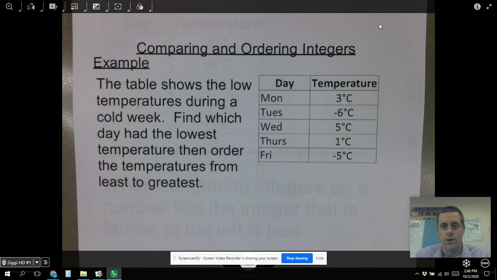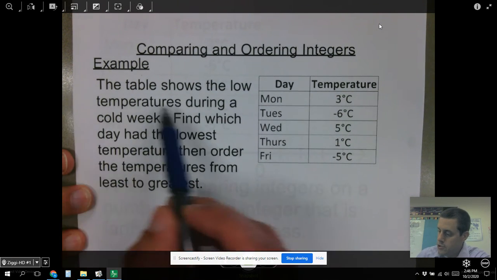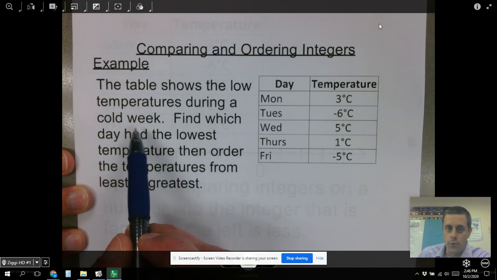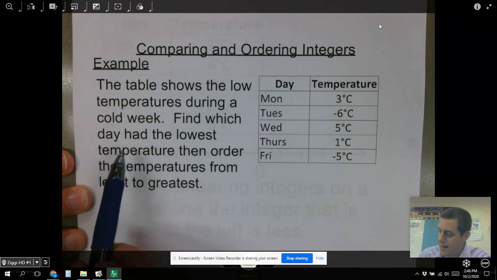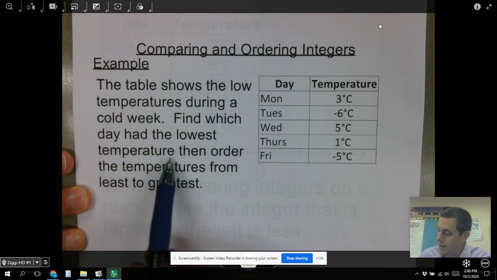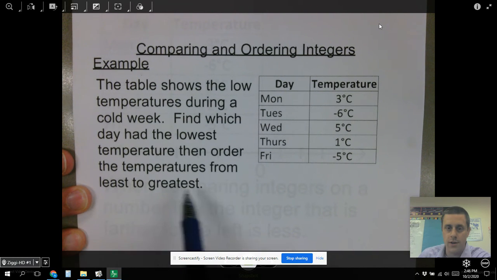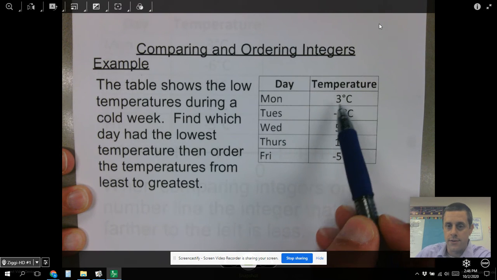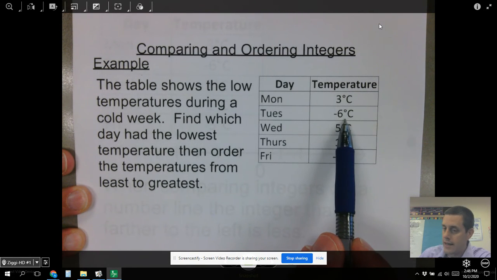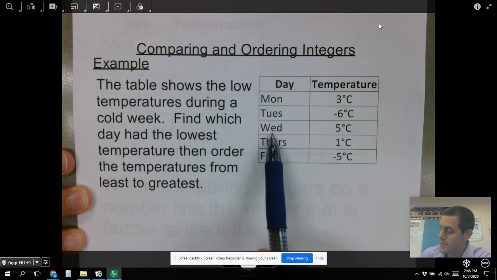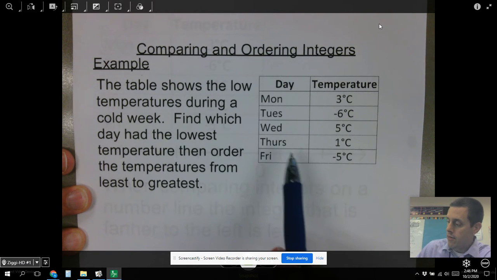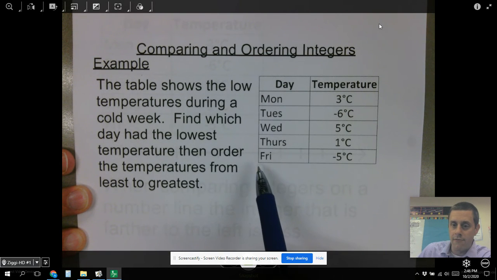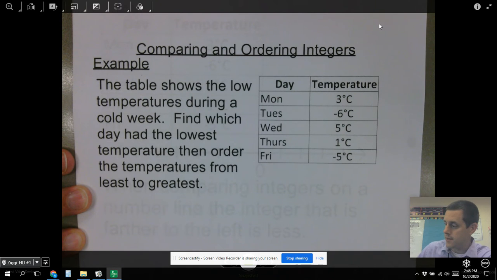Take a look at the one on your screen, grab a sheet of paper, make sure you work through this problem with me. The example says, the table shows the low temperatures during a cold week. Find the day that had the lowest temperature, then order the temperatures from least to greatest. And in our table, Monday had a temperature of 3 degrees Celsius, Tuesday, negative 6 degrees Celsius, Wednesday, 5 degrees Celsius, Thursday, 1 degree Celsius, and Friday, negative 5 degrees Celsius.